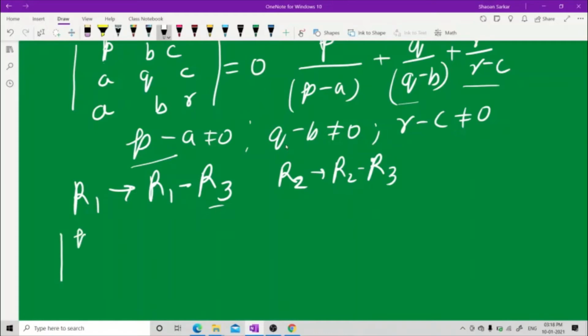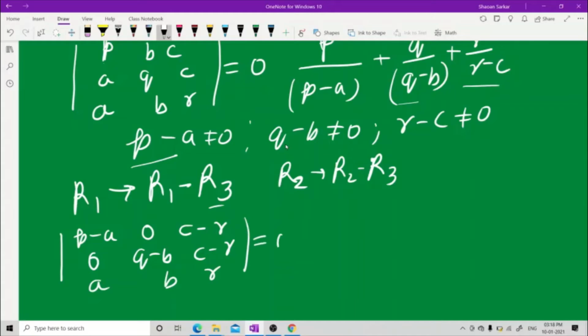Now this becomes P minus A, B minus B is 0, and C minus R, you're getting C minus R. Now R2 minus R3: A minus A is 0, Q minus B, C minus R, and A, B, R, and this whole quantity is 0. The best way to expand this is along a row. There's no other option; you have to expand in the row way.